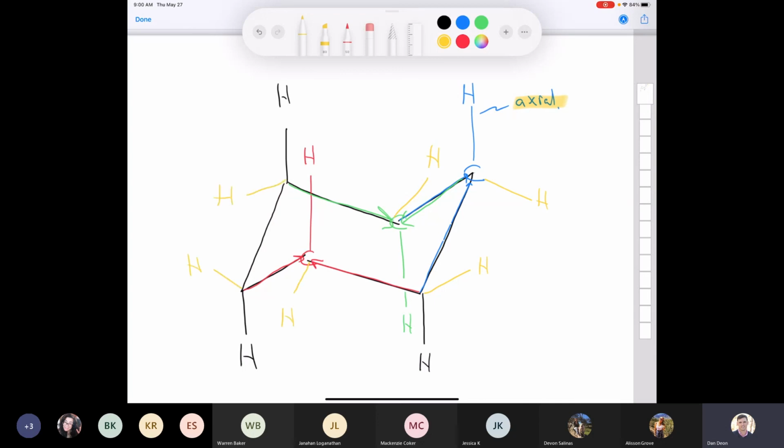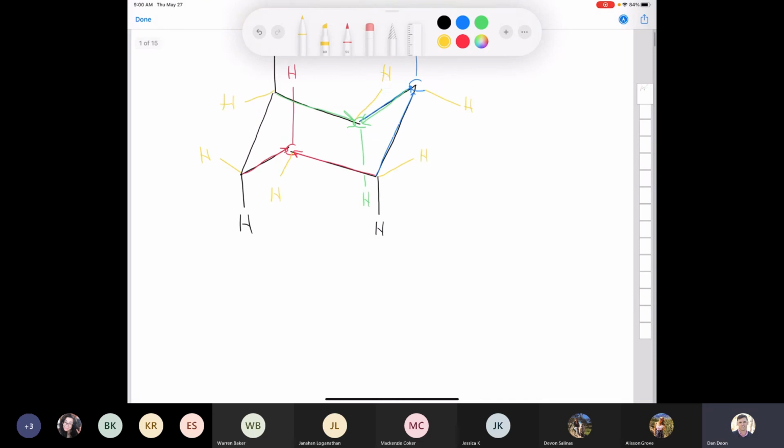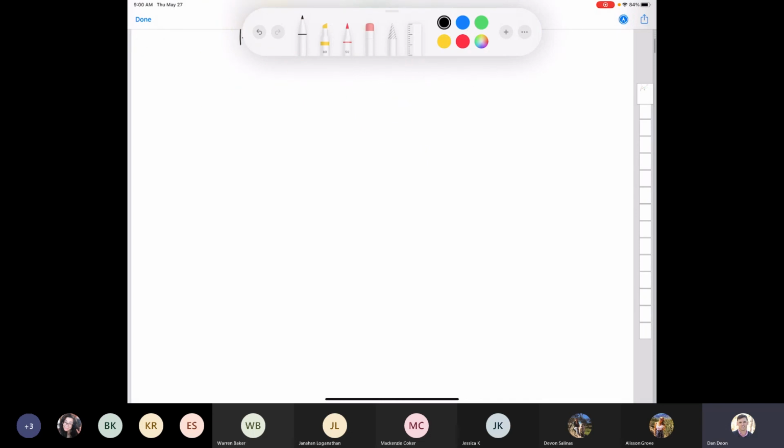And if you're like, what? How did you know how to draw those in? They're a little more complicated, aren't they? Okay, so let me start by redrawing the chair. I'm going to draw a new chair here, and we're going to talk about equatorial positions. So let me do my best at drawing a chair.